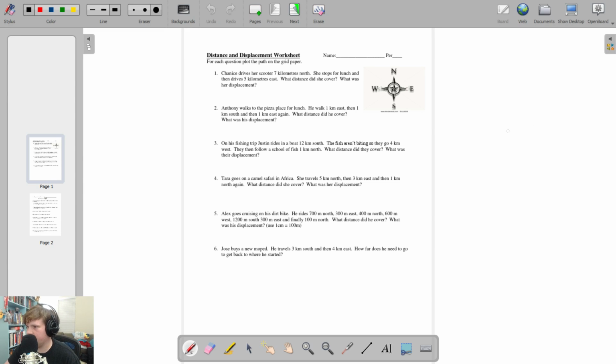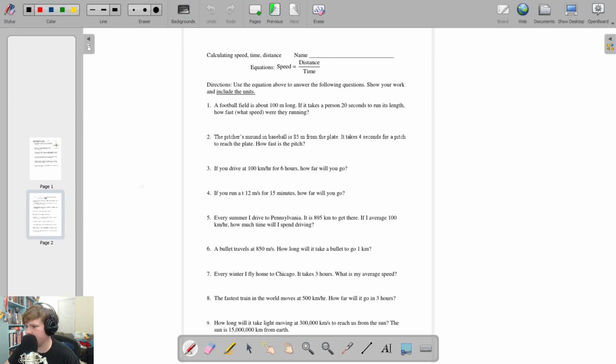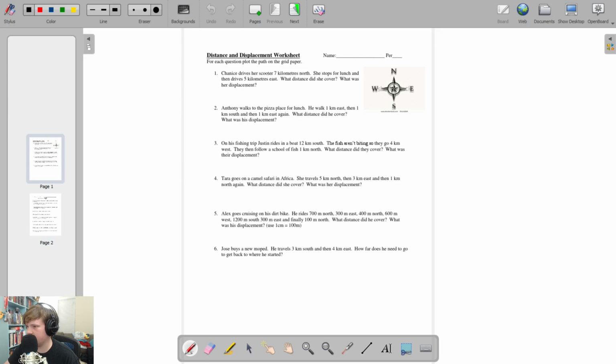Distance and displacement worksheet. It's got a compass rose on it. It's got 2 pages. Speed on the back, and then distance displacement on the front. So 6 is about Jose buying a new moped. Is that what we're looking at? Otherwise, I don't know which handout you're talking about. Okay. Number 6 and number 7. Let's do it. Jose buys a new moped.